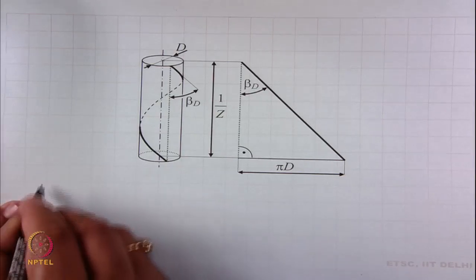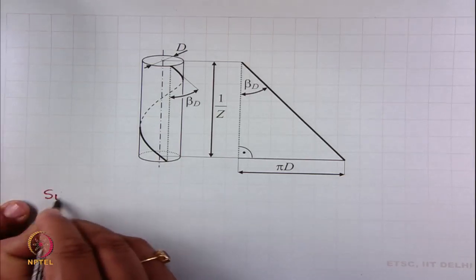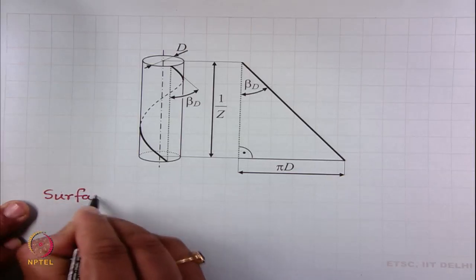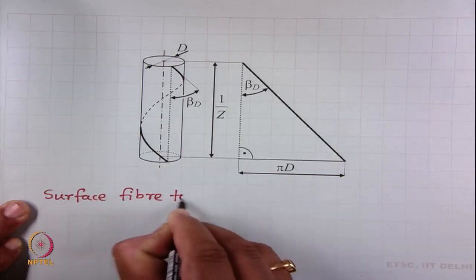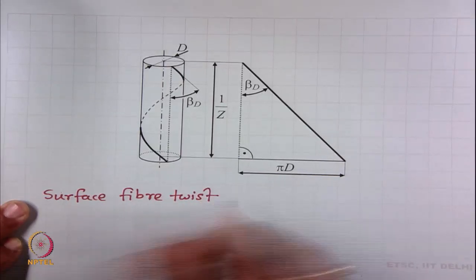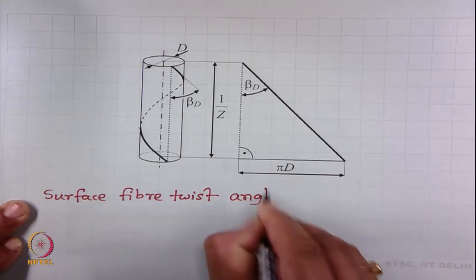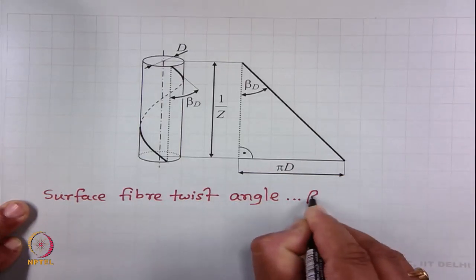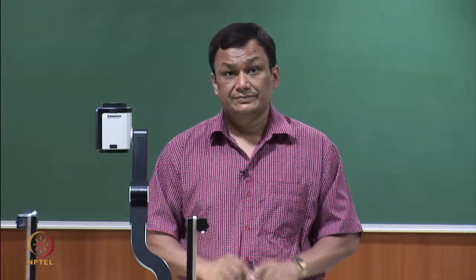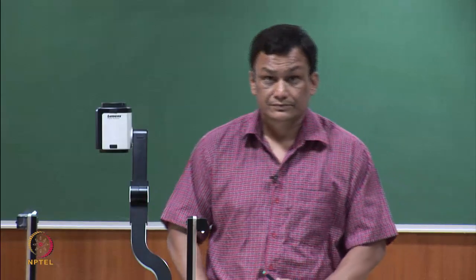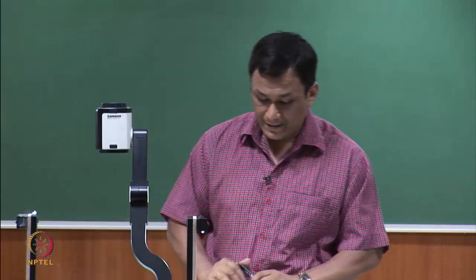So, the surface fiber twist angle is beta d. Please note that beta d is not the twist angle of all fibers, it is the twist angle of one surface fiber, right.